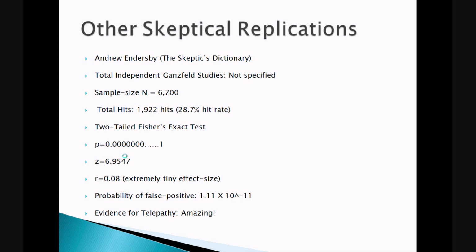Now, looking at the effect size, however, we can see that it's extremely tiny, given the 0.08 effect size. The probability of this being a false positive is actually 1.11 times 10 to the power of -11. So that is extremely tiny, so clearly it was not due to chance, therefore giving extremely strong evidence for telepathy.